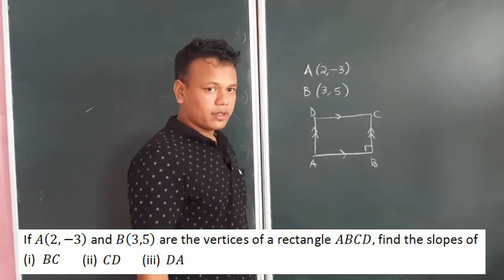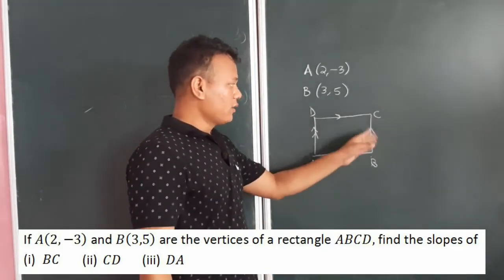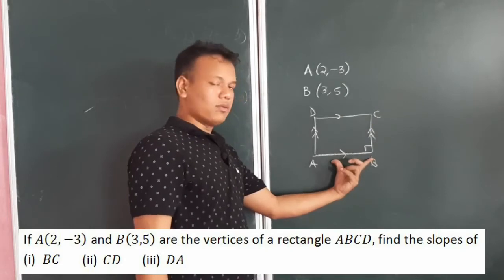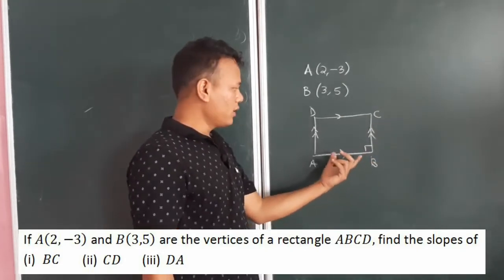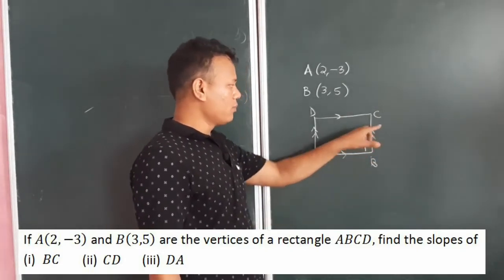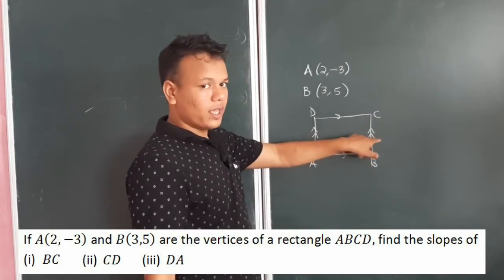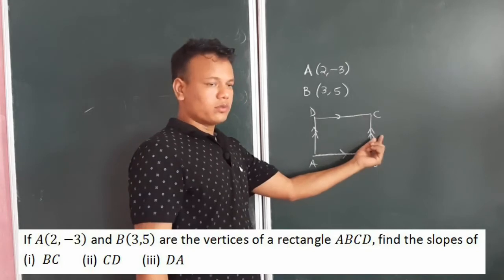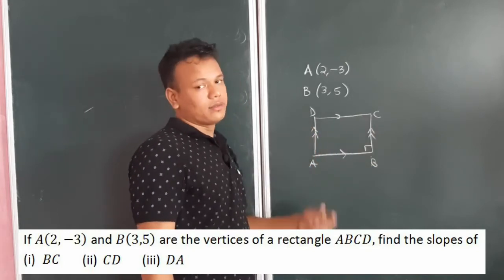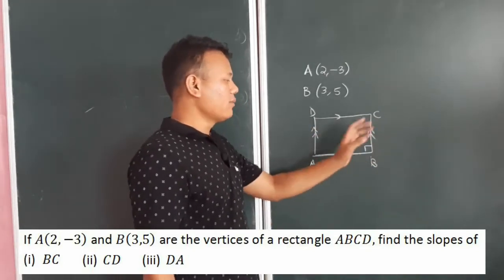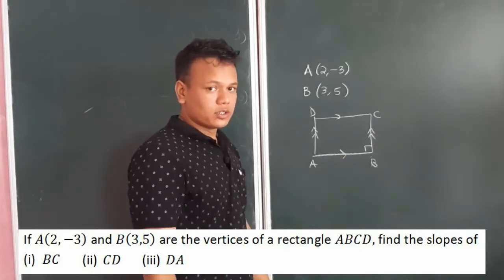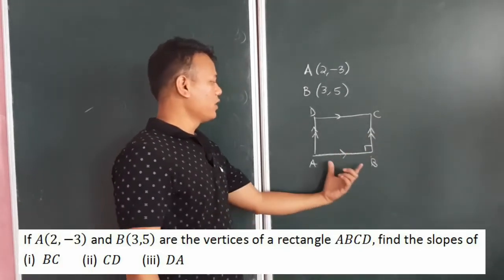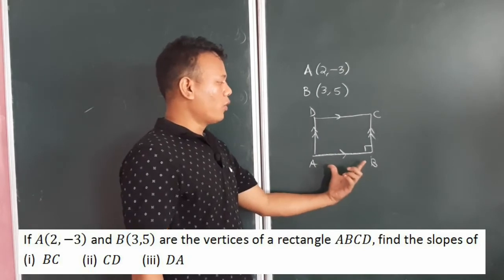is going to be perpendicular, right? So in a rectangle, BC and AB will be perpendicular to each other. So definitely if we know the slope of this, we'll be able to find what is the slope of this. Okay, and once we are done with the slope of this, then however much is the slope of this, DA will also have the same slope, as DA and BC are parallel to each other. Alright, okay, so let us find what is the slope of AB.